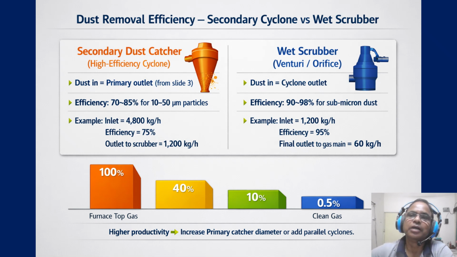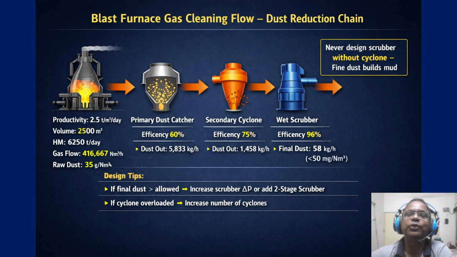So coming to the blast furnace gas cleaning flow, we will share the dust reduction chain and design tips in this slide. This is the complete gas cleaning flow from furnace top to the clean gas main. The image shows the chain. Blast furnace top gas goes to the primary dust catcher, then the secondary cyclone, the wet scrubber, and clean gas goes to stoves, power plant or TRT. Each step reduces the dust content.